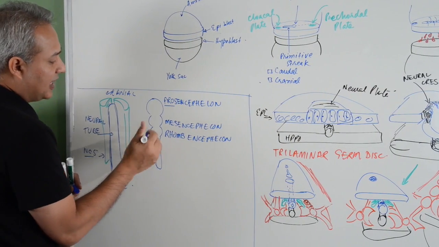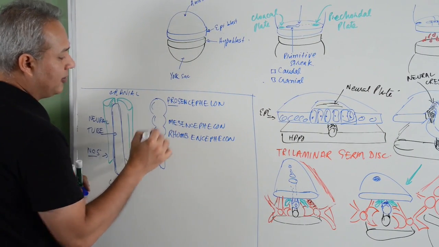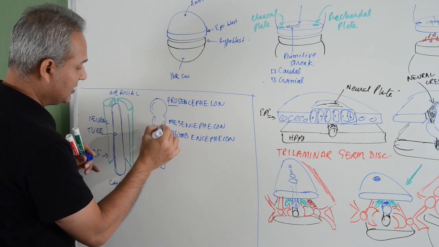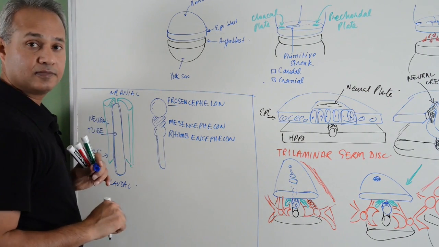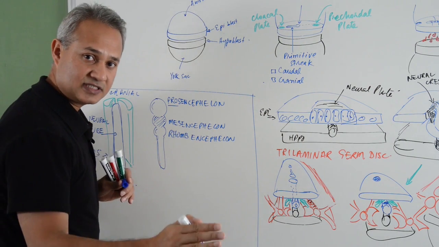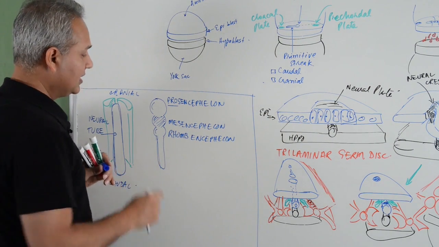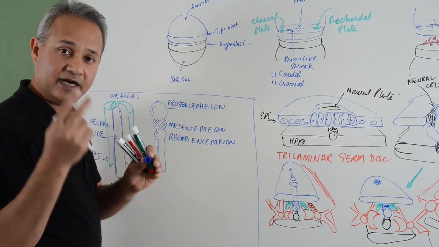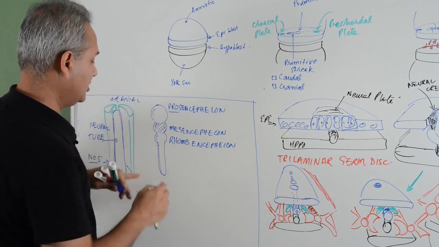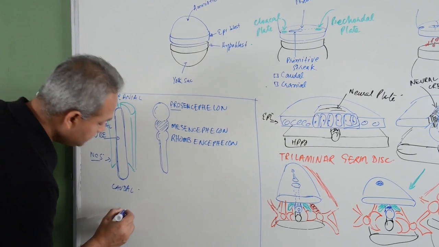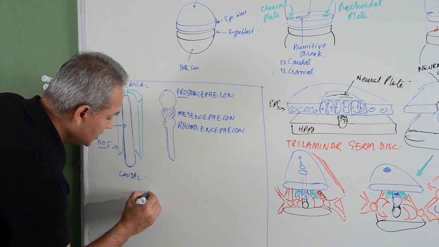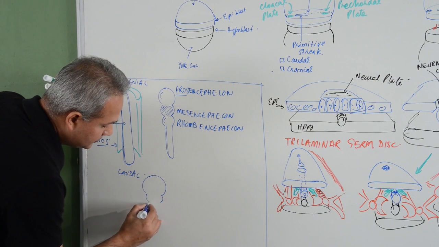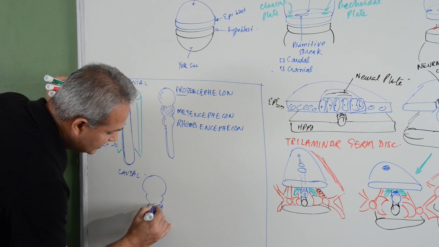Now what happens is, after these three dilatations are formed, two of them will divide further. This dilatation, mesencephalon, would stay like this. Mesencephalon would stay mesencephalon and will make the midbrain. The prosencephalon and rhombencephalon would further divide into two more dilatations each. So if I make that here, this is the mesencephalon.